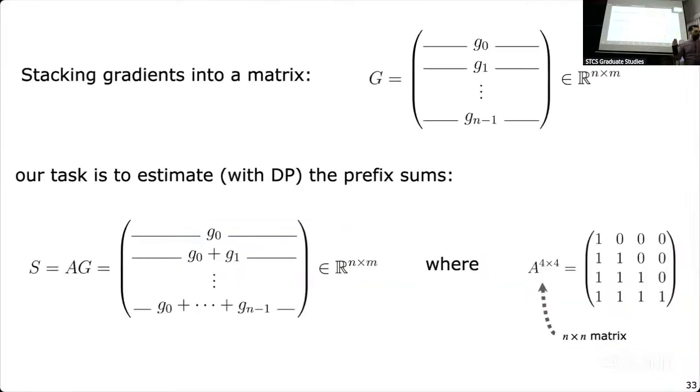It's convenient to write those in a matrix. So let's stack all of those gradients in a matrix G as rows. Our prefix sums can then be obtained as a linear operation on that matrix G, which we are going to denote by another matrix A. It's just the lower triangular matrix of all ones. So I'm going to refer to that as the prefix sum matrix.